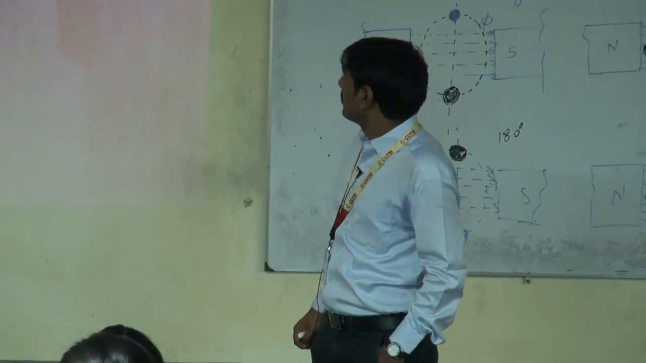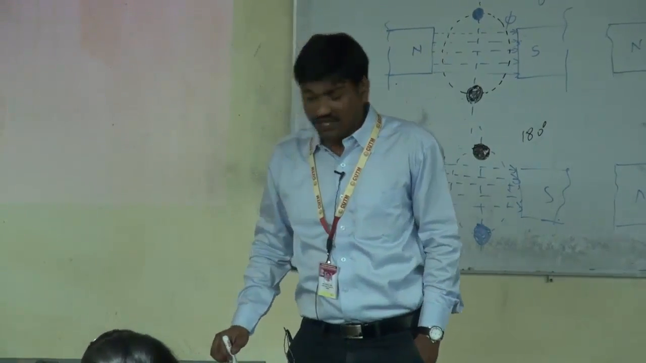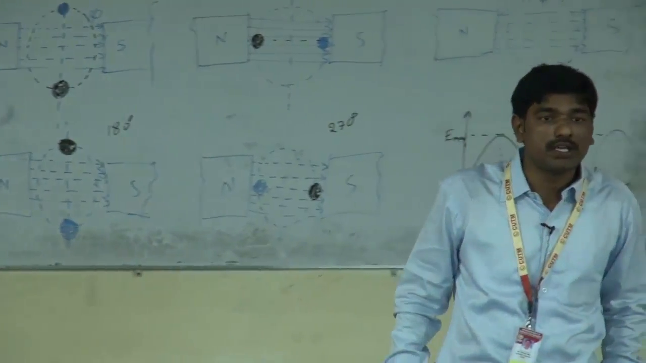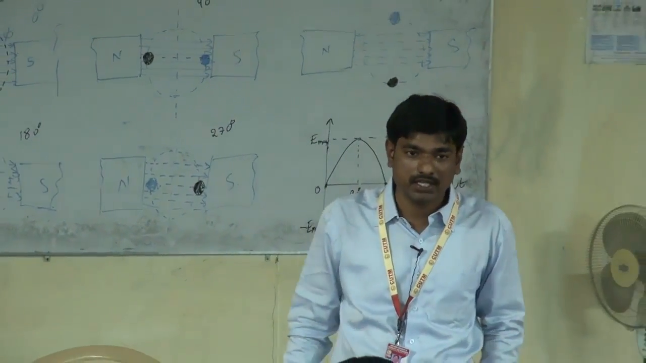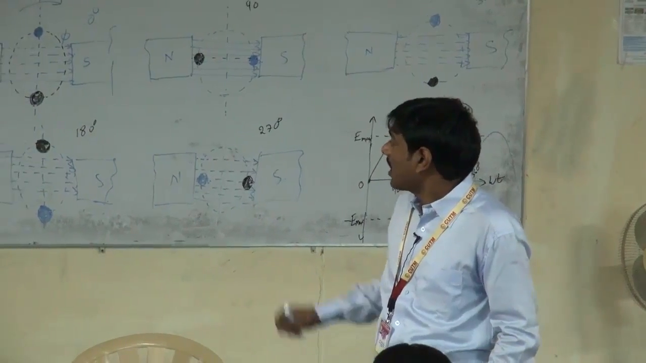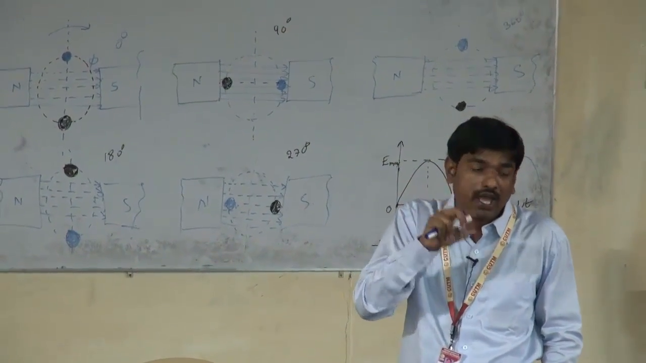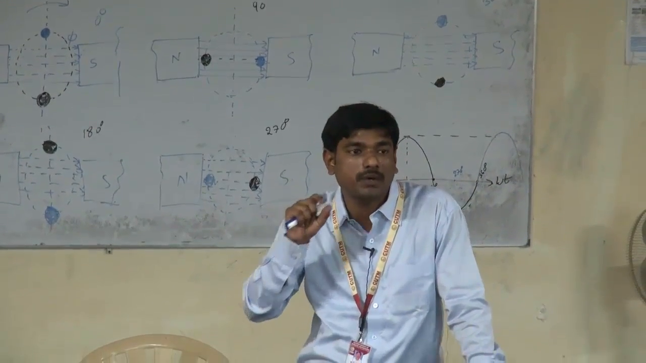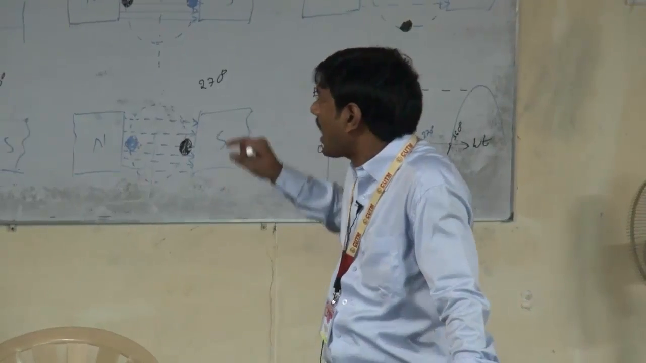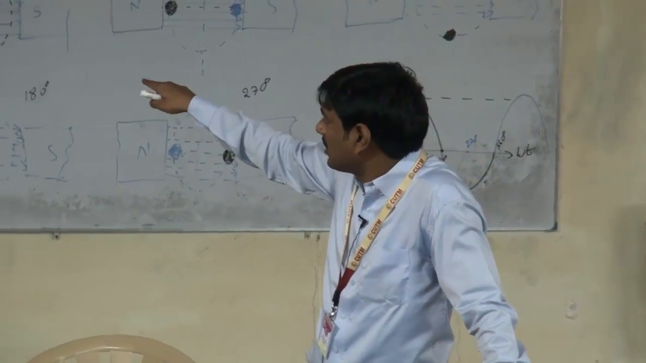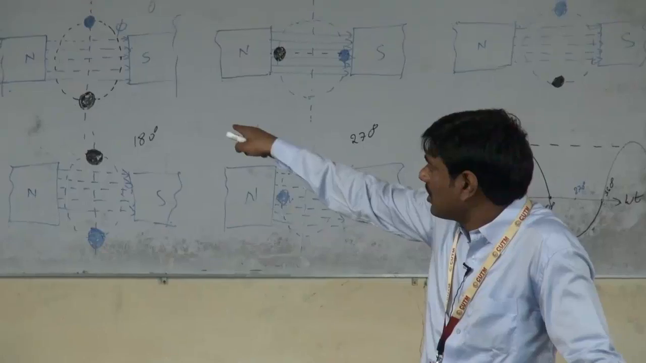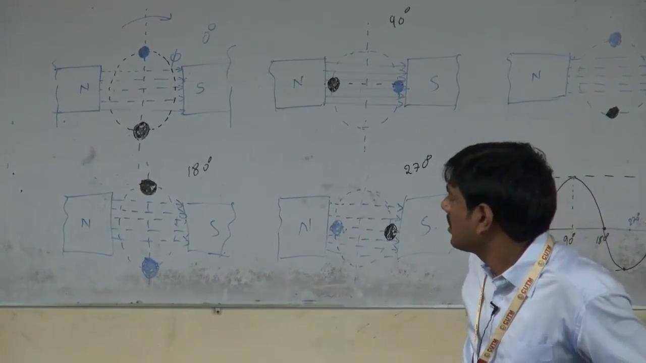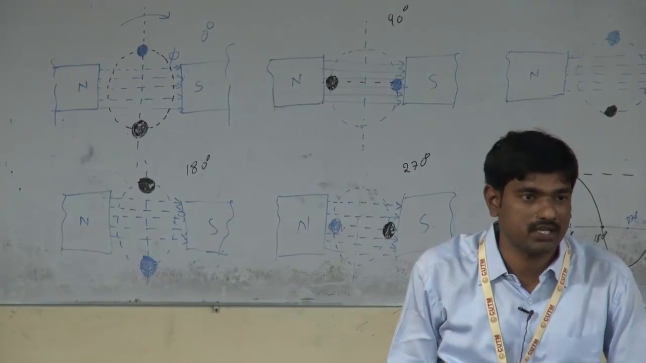So now we will derive the EMF equation. According to Faraday's laws of electromagnetic induction, E is equal to minus N d phi by dt, right? The flux is not constant at all places. It depends upon the position of the conductor. Here the coil is rotating in the anti-clockwise direction with the speed omega, where omega is the angular velocity in radian per second.